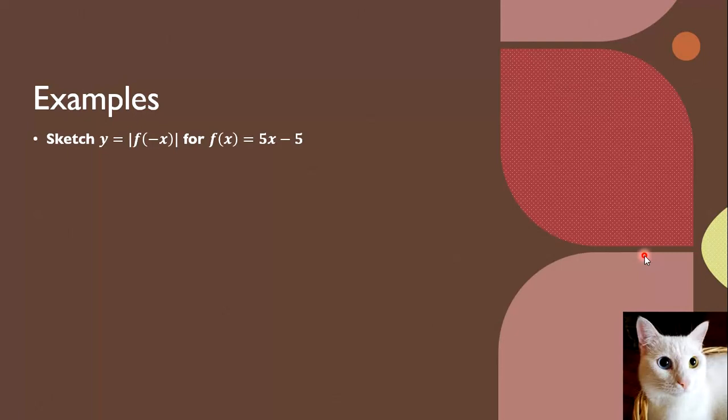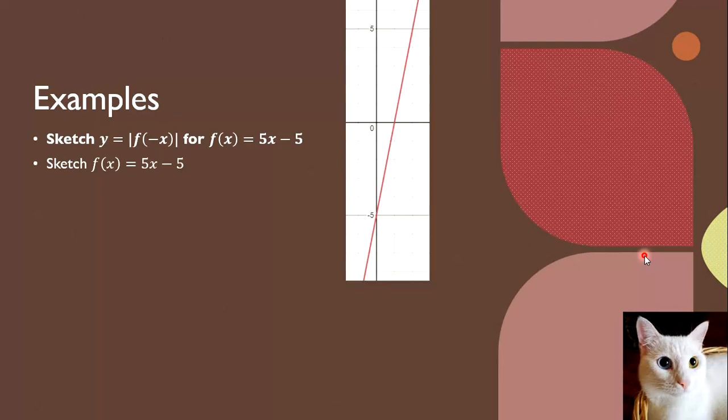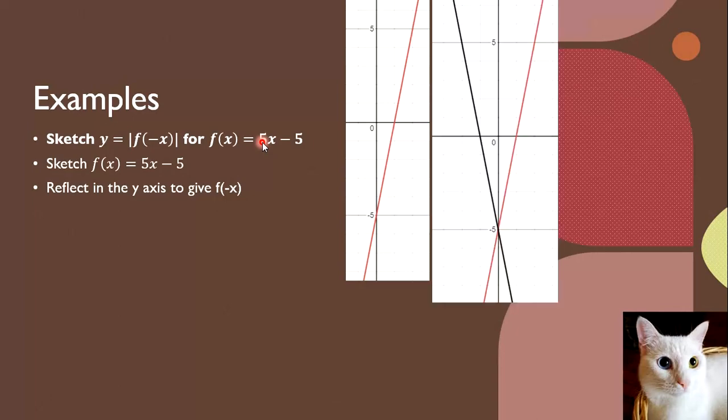Next, y equals the modulus of f of minus x for f of x equals 5x minus 5. So first we're going to sketch f of x again. Once again, it's the exact same. Then we're going to reflect it in the y-axis to give f of minus x. Or you can think about it as drawing the negative of all this. So you could think of it as drawing the graph of minus 5x plus 5. Either way, you get this.